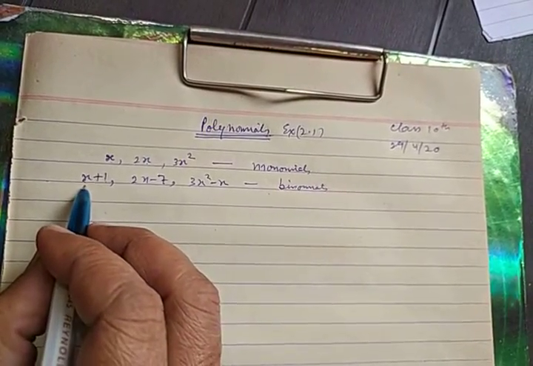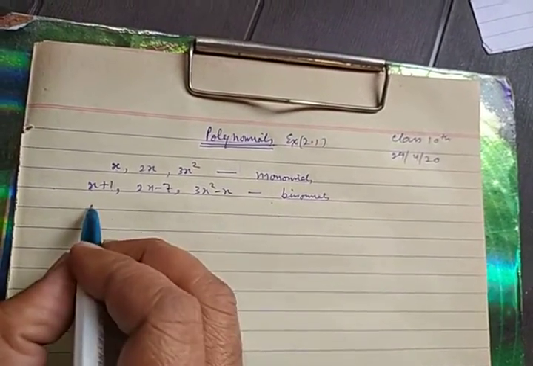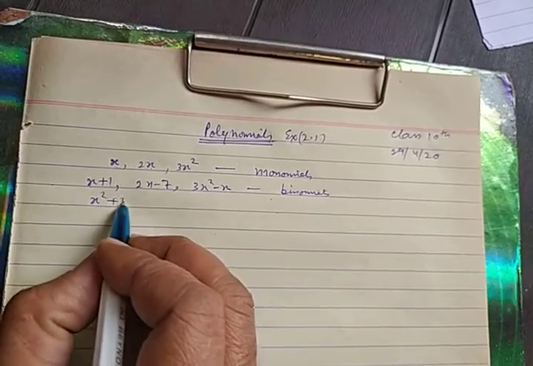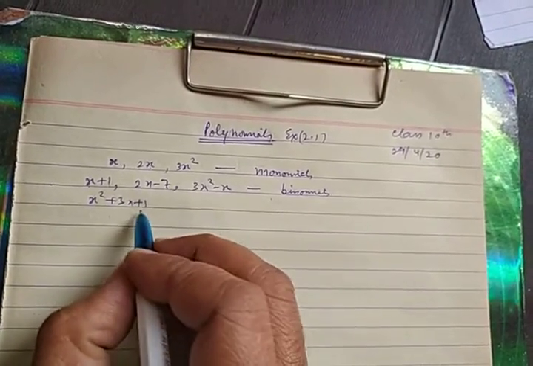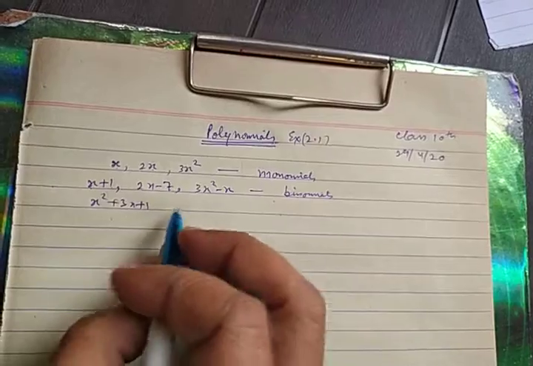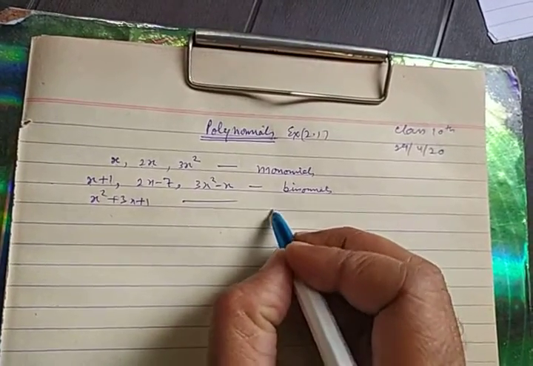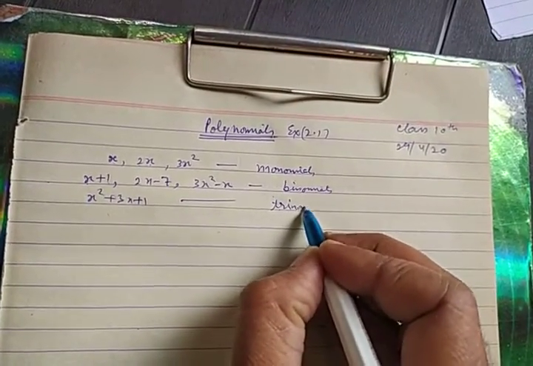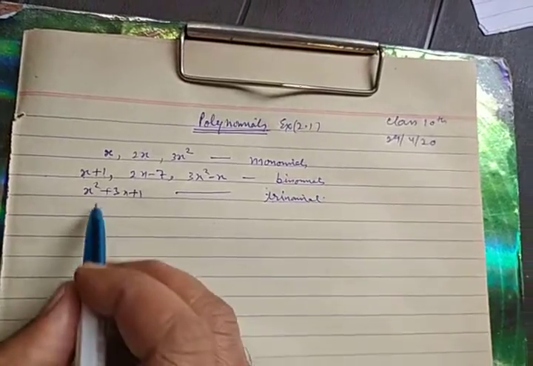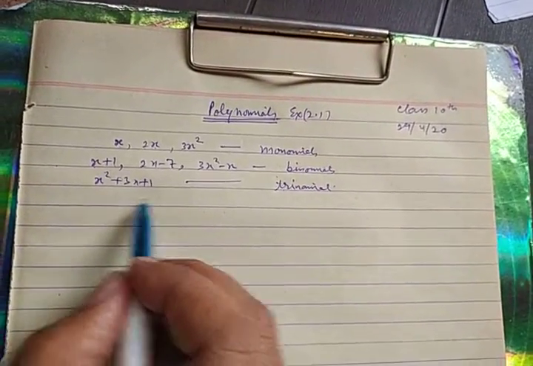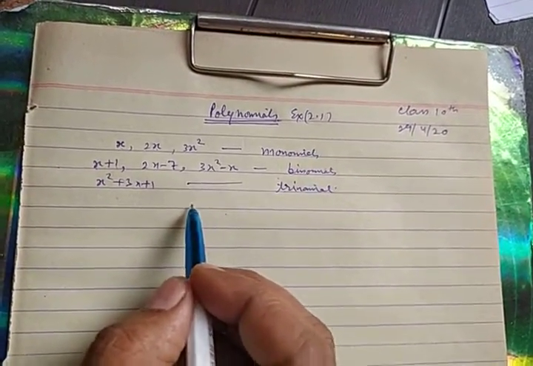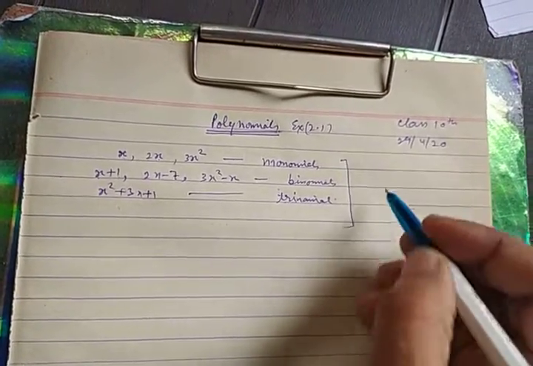And suppose three terms are given, like x square plus 3x plus 1, and the signs may be whatever. These are called trinomials. If more than three terms are there, they are called polynomial, or moreover in general they are called polynomials.